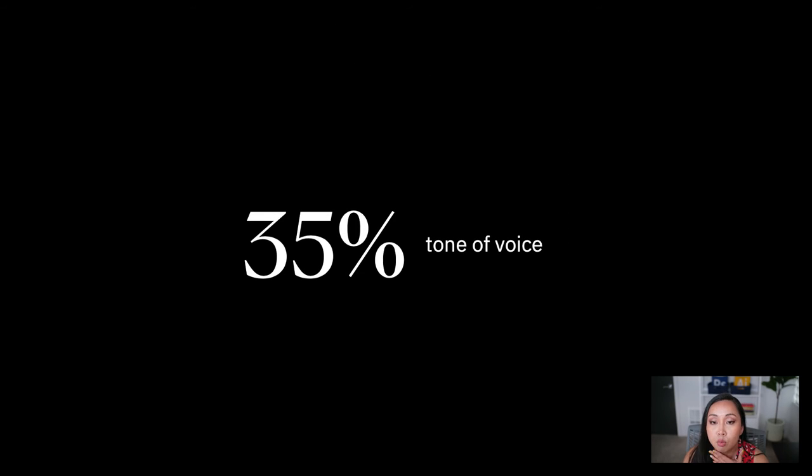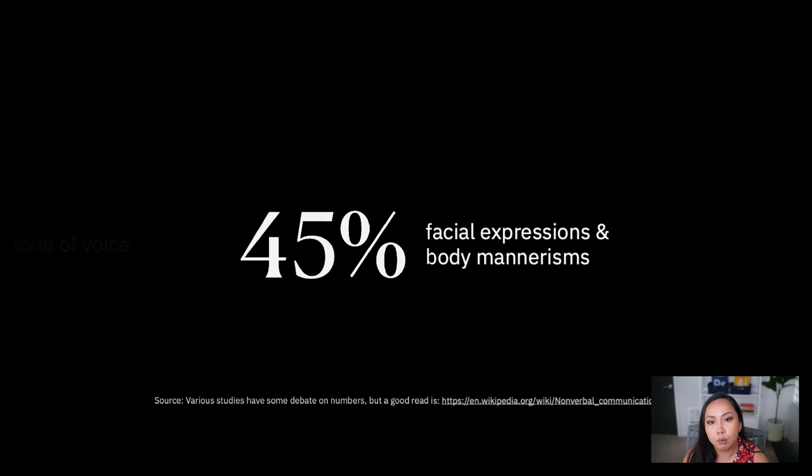35% is vocal or tone of voice. And 45% facial expressions and body posture, mannerisms, body language. All of the above affects how information is being interpreted. So, a major benefit of in-person workshops, the face-to-face interaction, is severely limited.